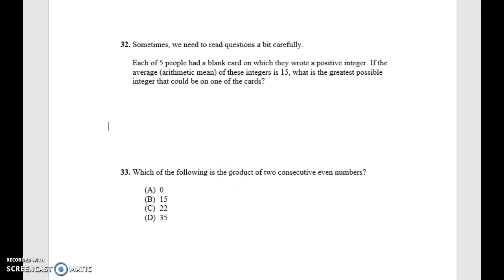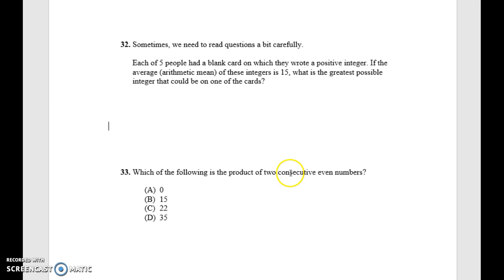That's obviously not the answer, because it says just that they wrote a positive integer. It does not say that they wrote a different positive integer. And so the first 4 integers are all 1, because you want to make them as small as possible, obviously. And then the last integer ends up being 71. So the correct answer is 71.